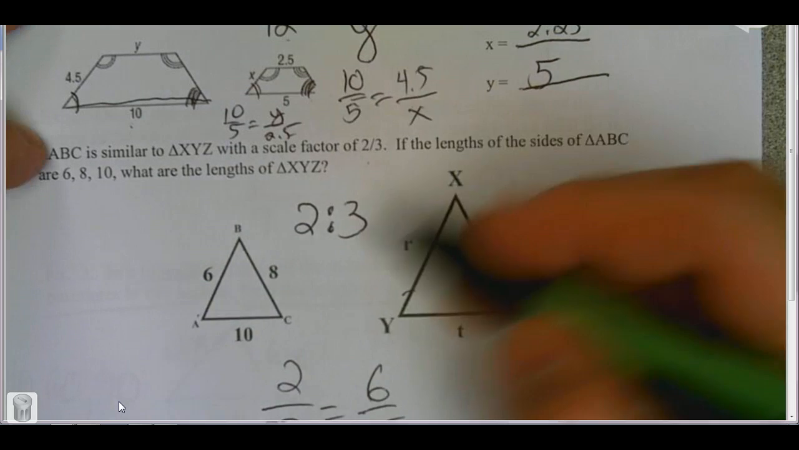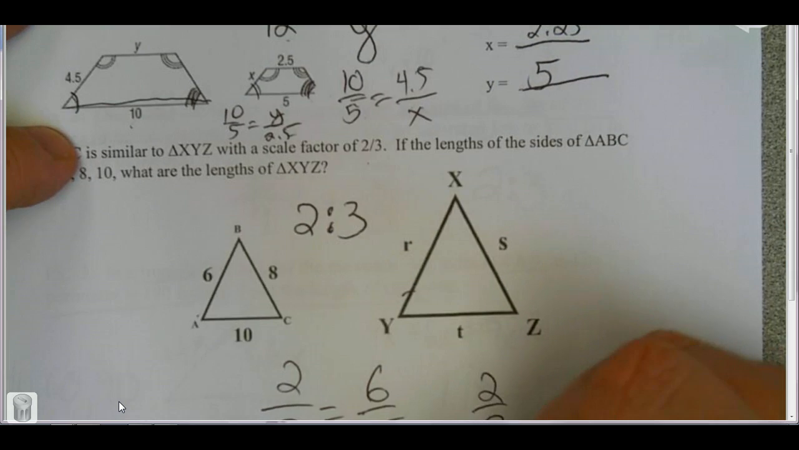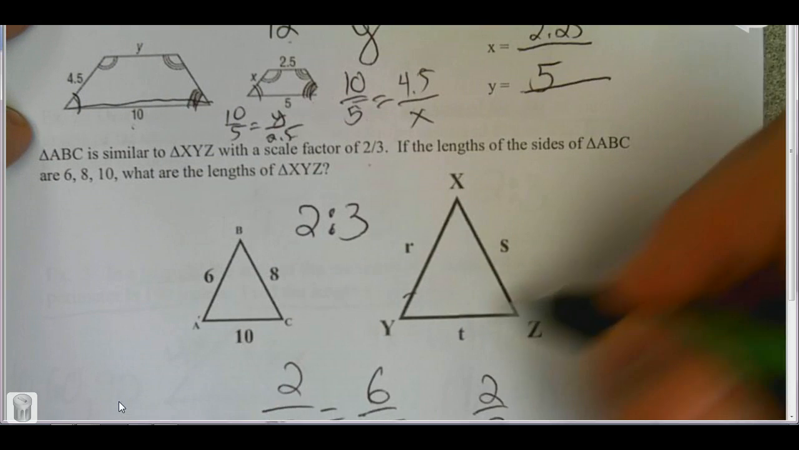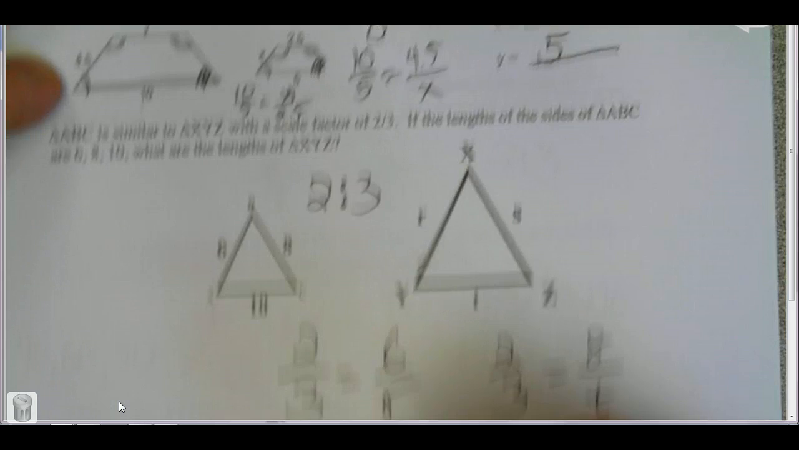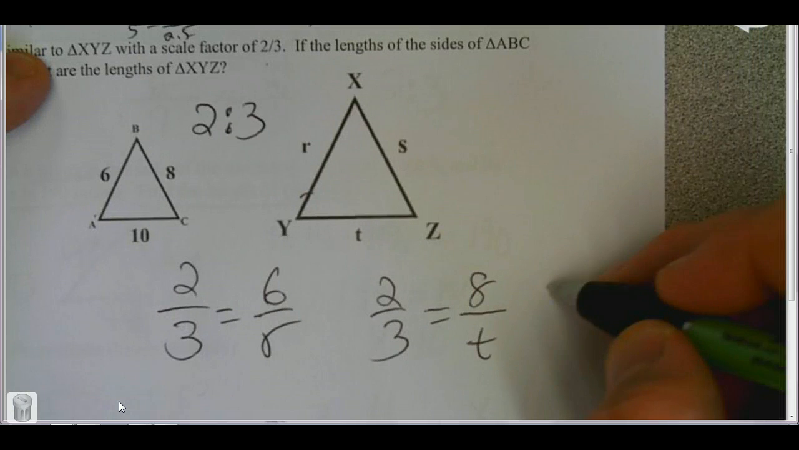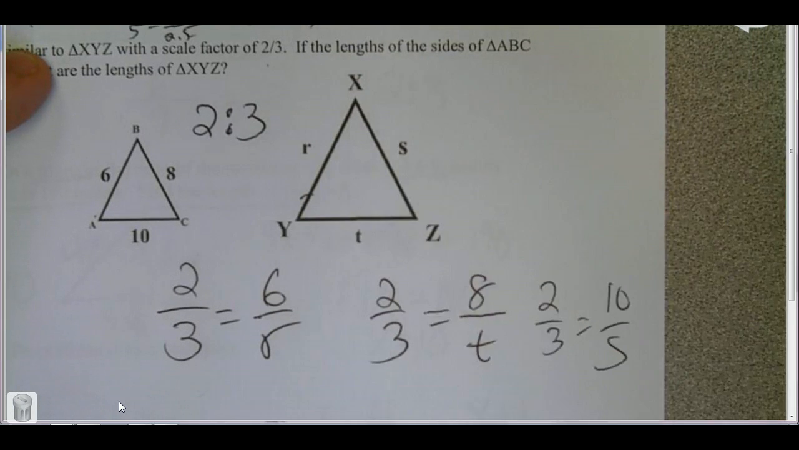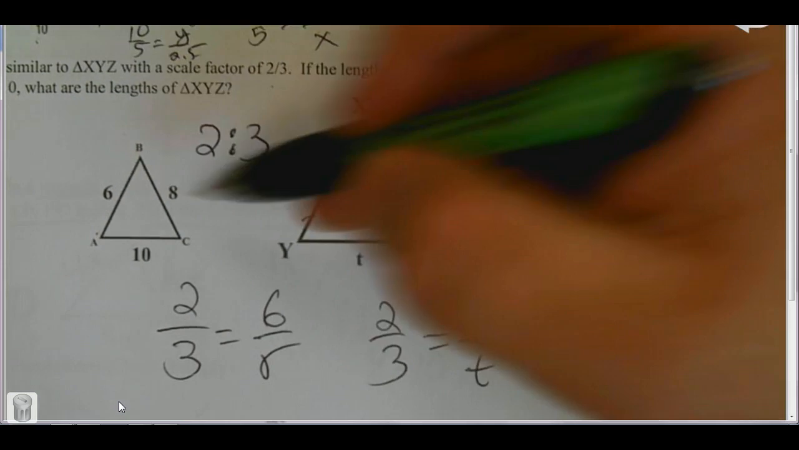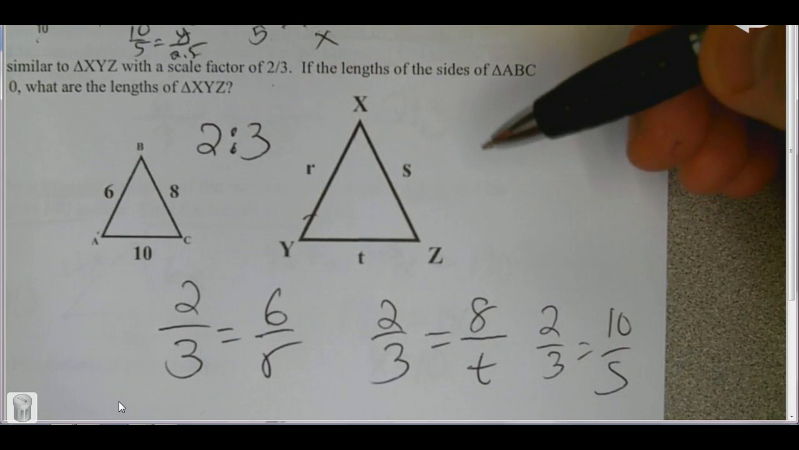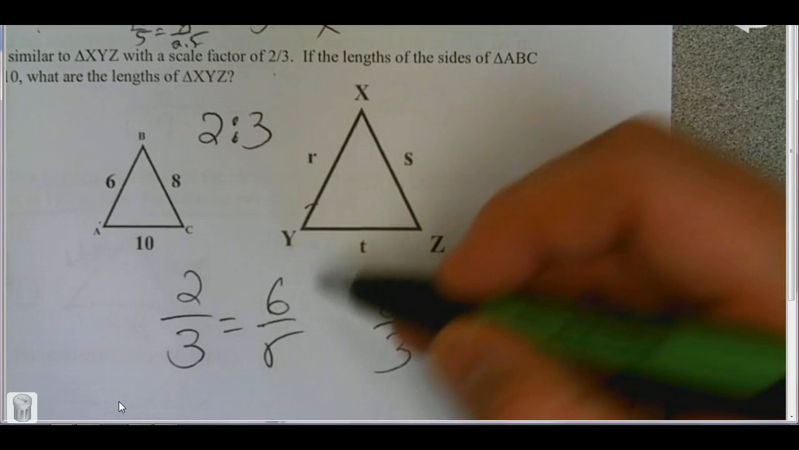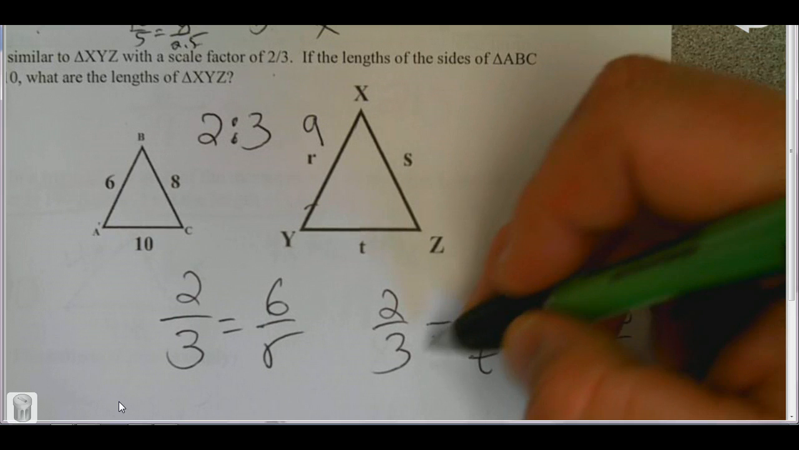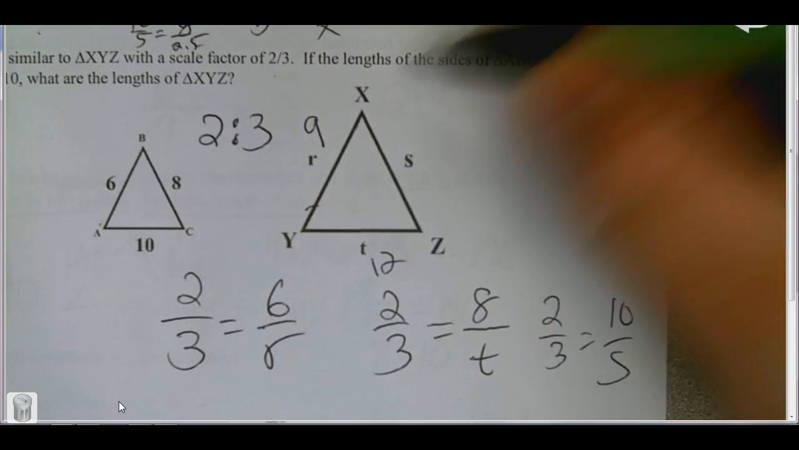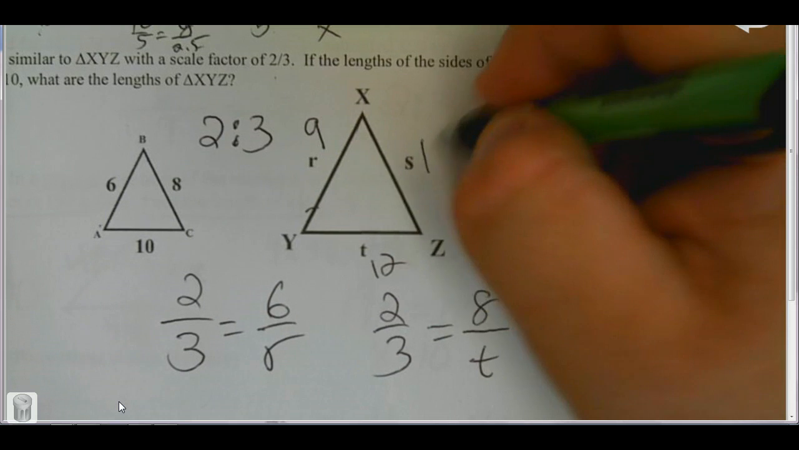6 over r. 2 over 3, BC is to YZ, so we've got 8 over T. And then finally, 2 over 3, 10 over S. Make sure that's important. ABC was turned from XYZ, so you couldn't just do 6 over R, 8 over S, 10 over T. It's not the way it worked. So anyway, when we're all said and done, R is 9, T is 12, and S is 15.